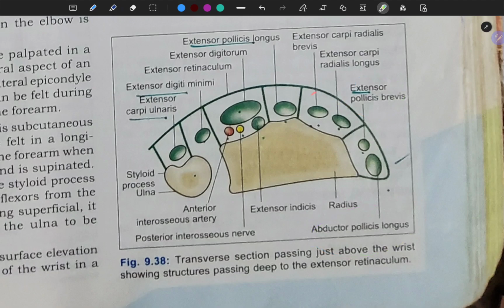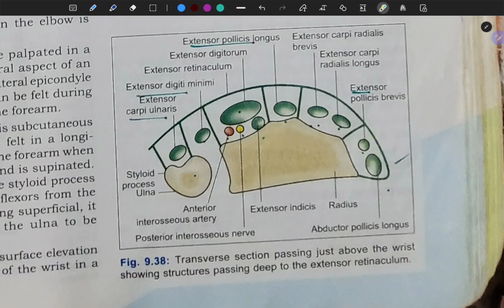In compartment 2, extensor carpi radialis muscles, which include both longus and brevis. In 3, extensor pollicis longus. So extensor pollicis brevis in the first compartment, longus in the third compartment, extensor carpi radialis muscles in the second compartment. Abductor pollicis longus is present in the first compartment. There is no abductor anywhere else.